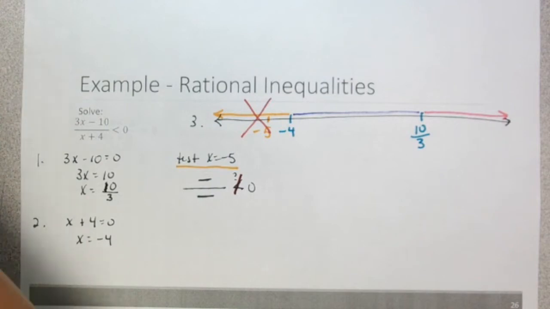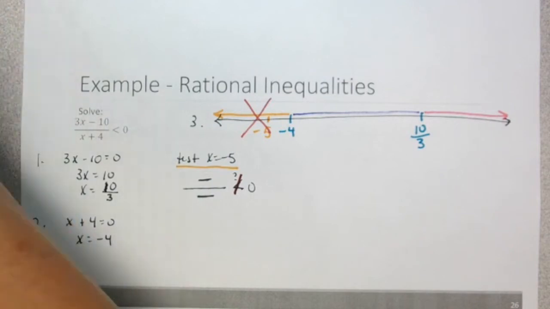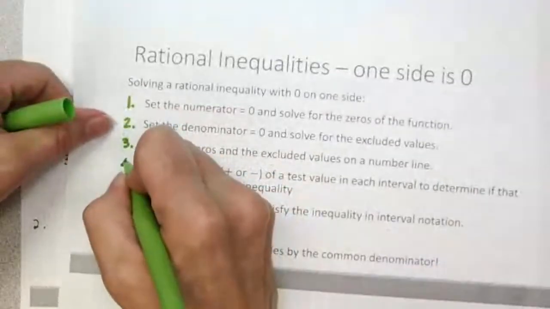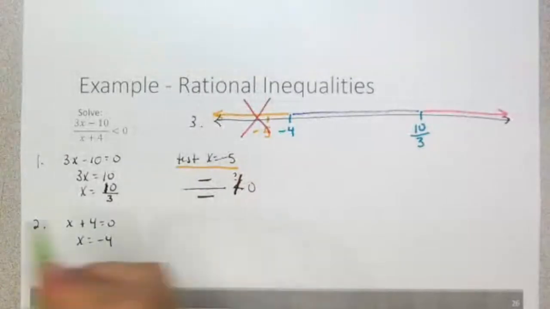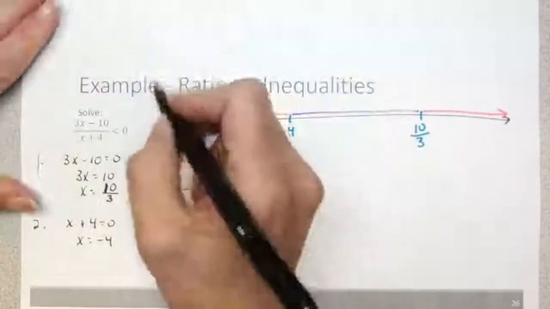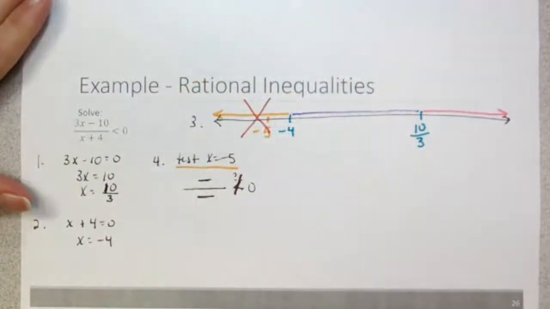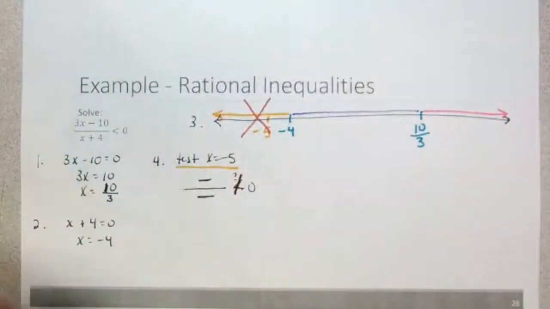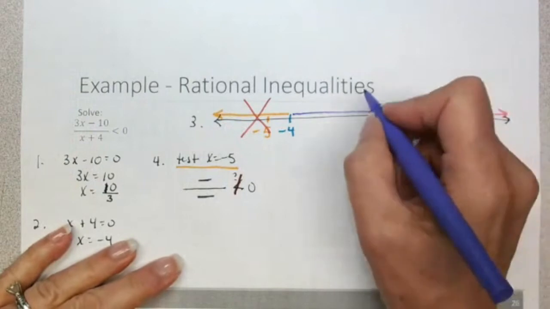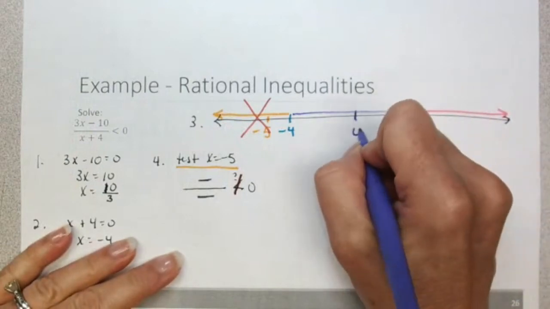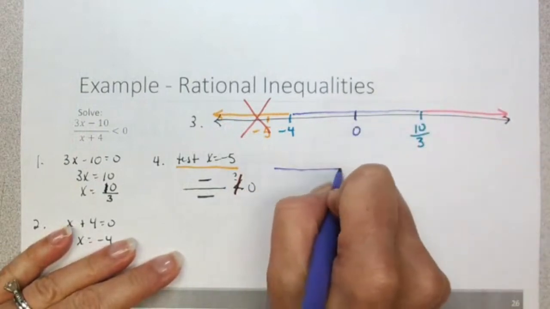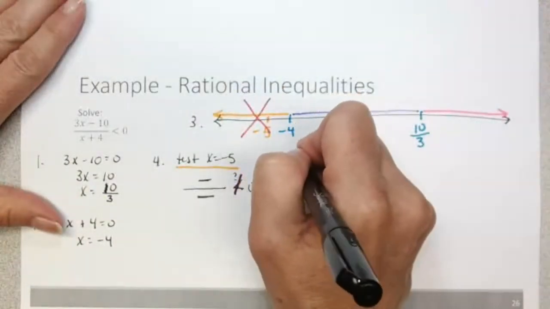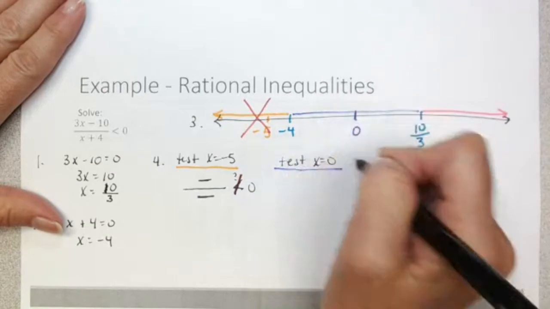All right, what we're doing here is our step number 4, testing those intervals. Remember that number 4. Now let's test the purple interval. Let's pick a value in there. 0 is in there, and 0 is always a very good value to test because it's easy to calculate. So we'll test x equals 0 here.